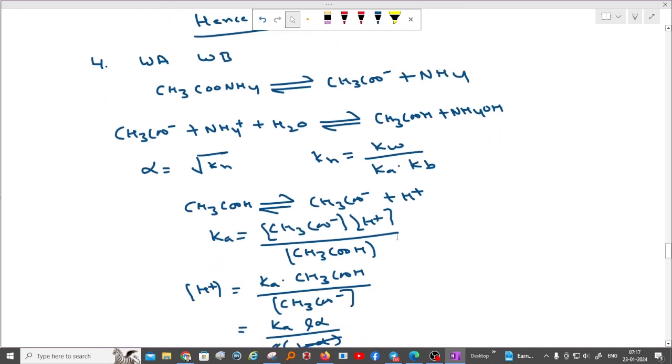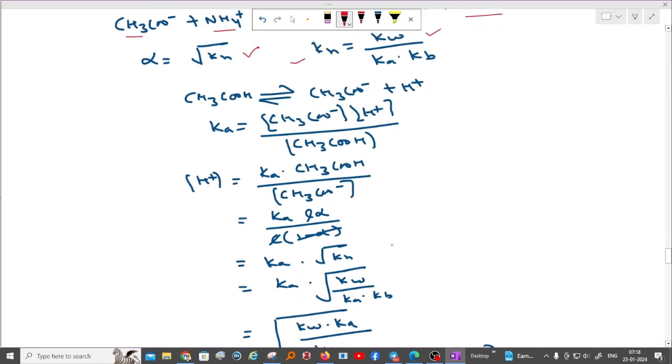Okay, now we see the case of weak acid and weak base. Ammonium acetate is an example of a salt formed from weak acid and weak base. Here the first step will be ionization, and then both will get hydrolyzed, to acetic acid and ammonium hydroxide. So alpha is equal to root of Kh, which we have already seen is independent of the concentration, and Kh equals Kw by Ka Kb, that also we have seen.